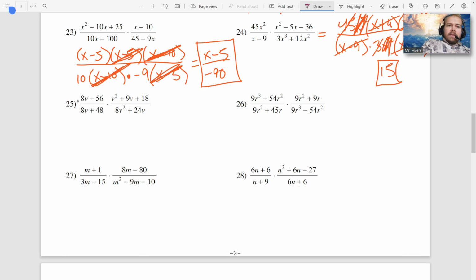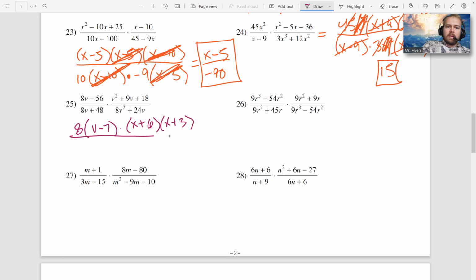8 and 56 both divide by 8. So take out 8, v minus 7. Then over here, 18 is 9 times 2, but that won't work. How about 6 times 3? Yes. So x plus 6, x plus 3. 6 times 3 is 18, 6 plus 3 is 9.